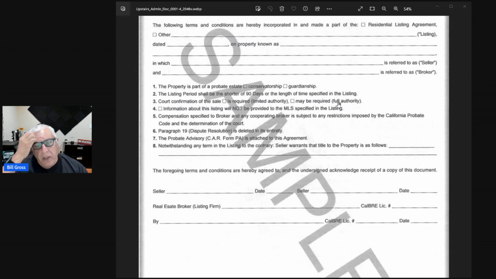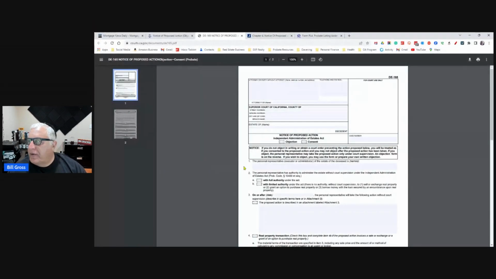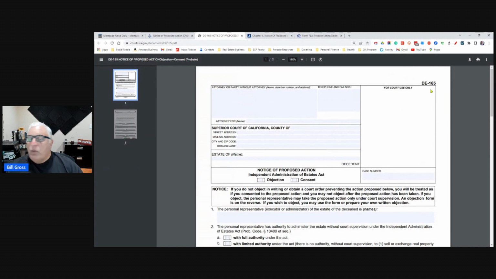Here's the reason why. When you have a full authority case, you still have to file what's called a notice of proposed action. And if you do that, the attorney or the paralegal or the executor or administrator, whoever's filling out the forms, fills out a form that looks like this. Can you guys see this easily enough? Let me blow it up a little bit. There we go. It's form DE-165, Notice of Proposed Action.